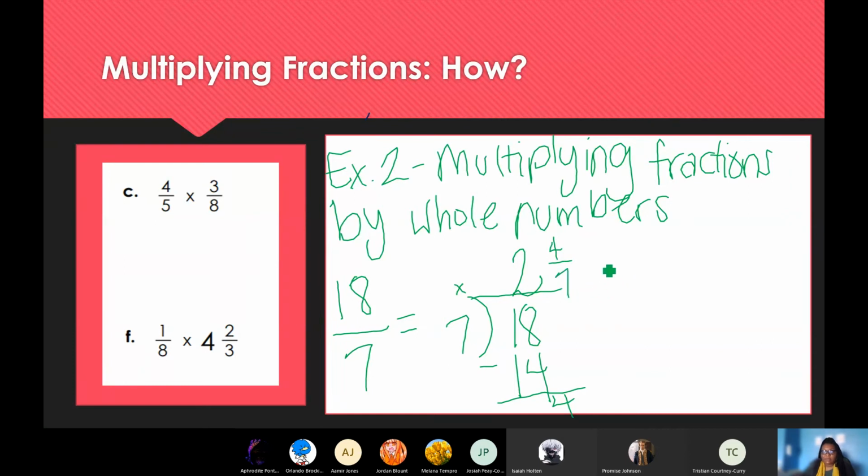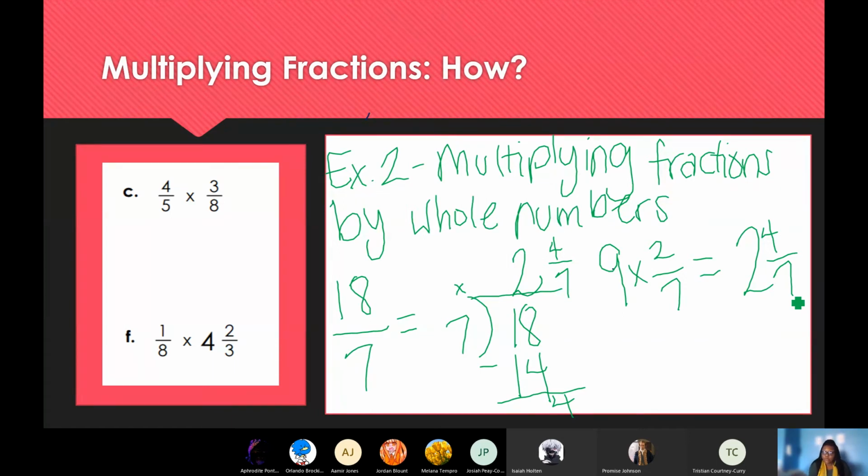Can somebody read the original problem to me, please? What was the original problem for example 2? 9 times 2/7, right? Yes. So the answer to this is 2 4/7. So we want to make sure we change any improper fraction that we get when we multiply to a mixed number. If you need to watch this step again, this lesson is being recorded. You will be able to go back and do this. That may be a little bit tougher too for us. Okay. I'll give you a second to finish writing this down.